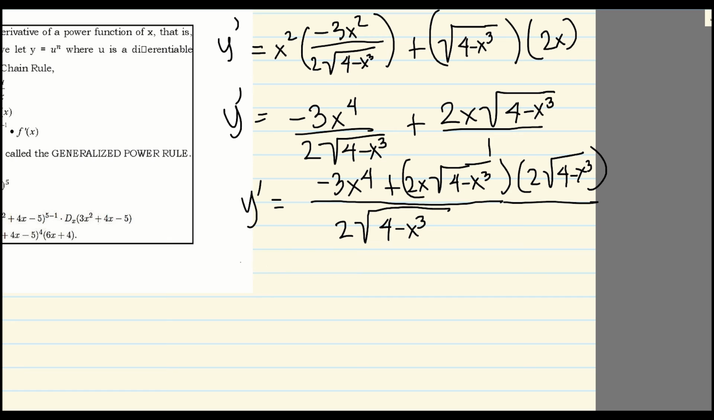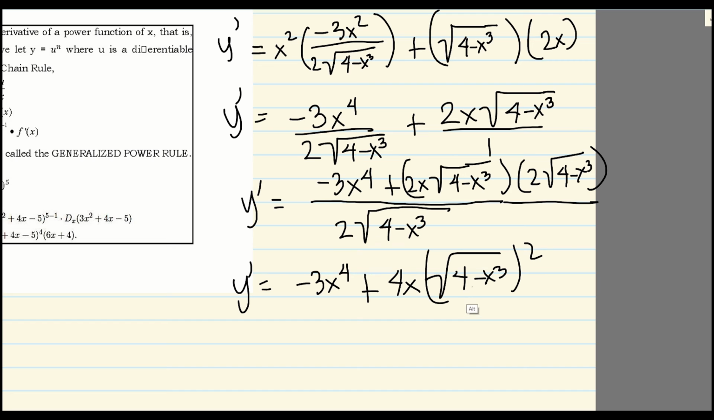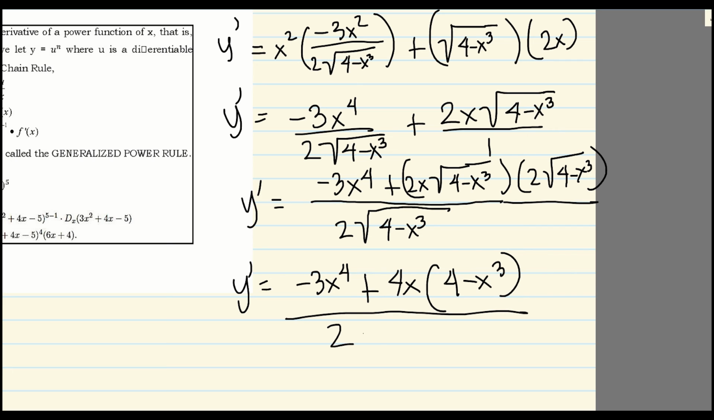Okay, so here we have negative 3x to the power of 4 plus 4x, because we multiply the constant and the variable outside first, and then it is the same, right? So it is considered square root of 4x cubed, or it is considered as 4 minus x cubed over 2 over 4 minus x cubed.